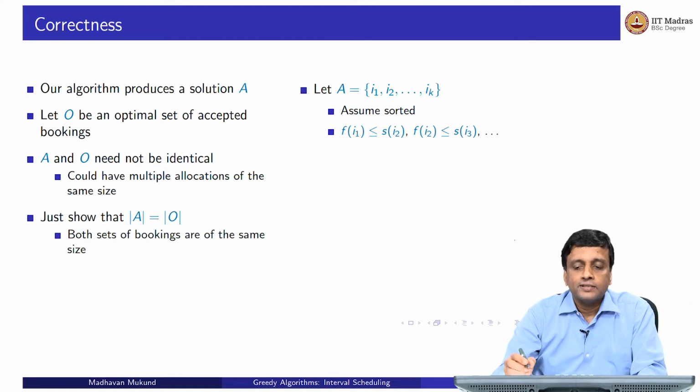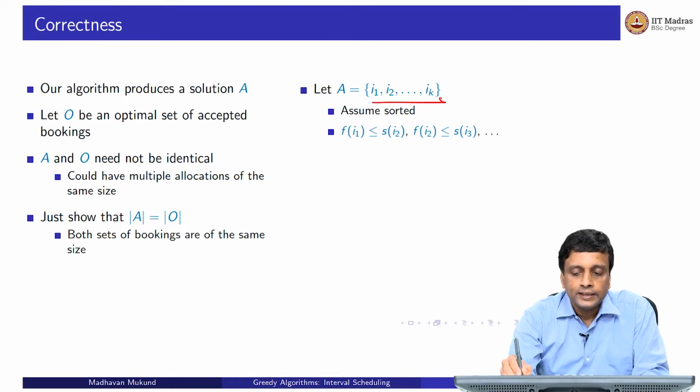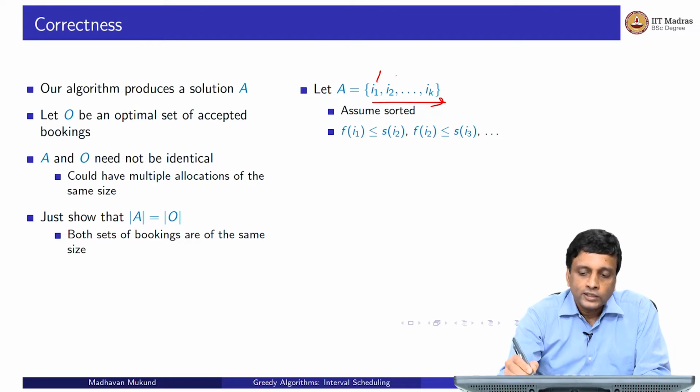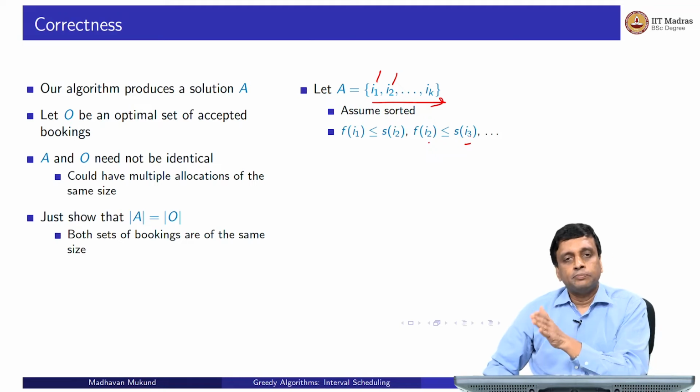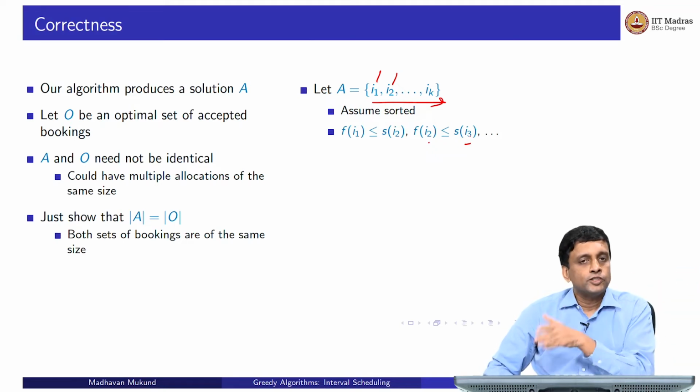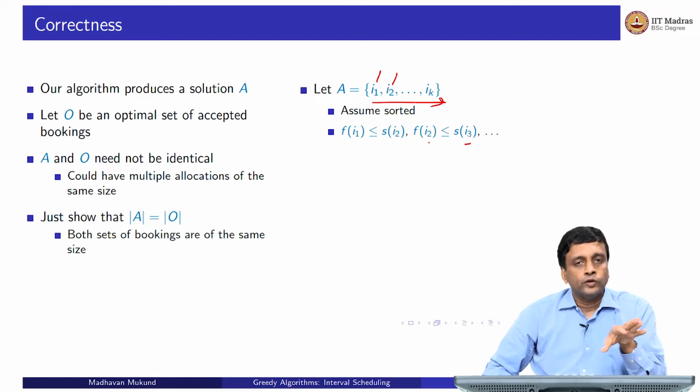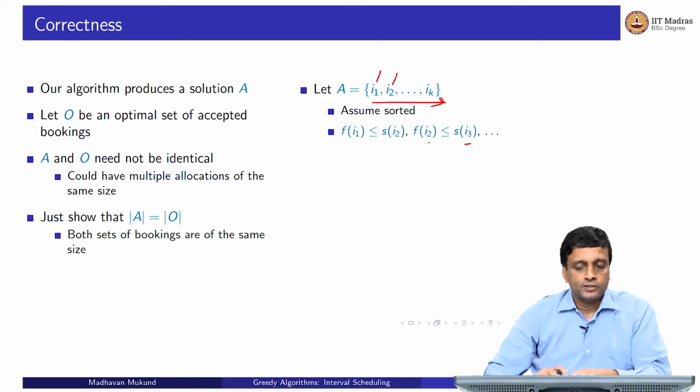So I can pick a sequence in which to enumerate them such that the finishing time of the first job is before the starting time of the second job, and the finishing time of the second job is before the starting time of the third job. So I am just ordering them in time, right? The first job finishes, then the second job finishes, then the third job finishes, and I know that they don't conflict because otherwise they would not be in my solution.